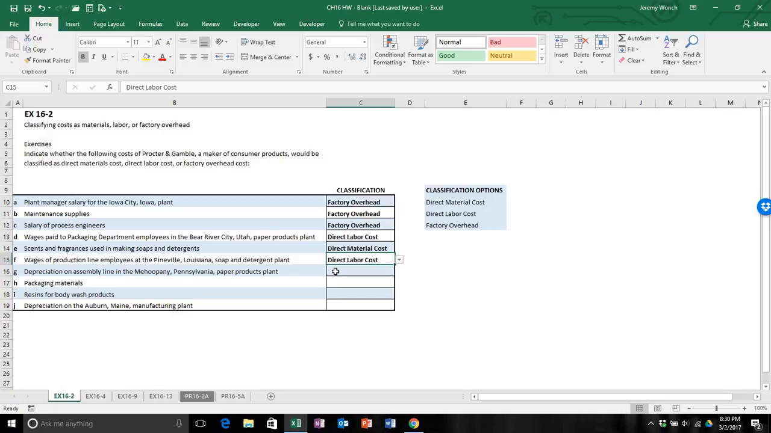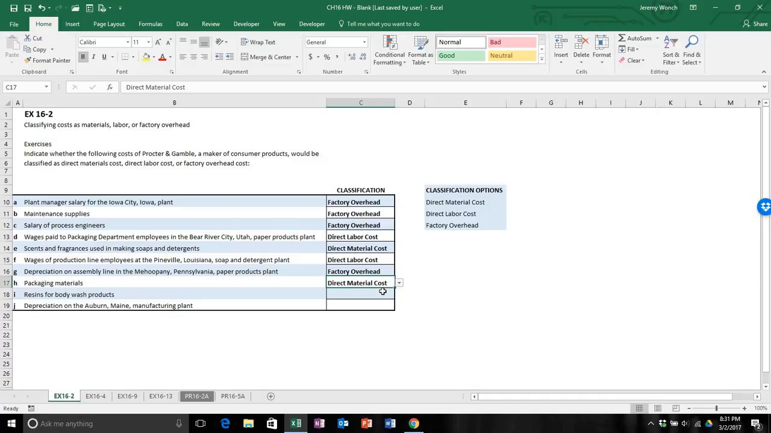Depreciation on assembly line. Depreciation is almost always going to be an overhead cost. It's not something that directly goes into a product. It's usually something that's allocated. Factory overhead is allocated, and so that's going to be a factory overhead cost. Packing materials. Packing materials are usually part of your overall product and presentation, and so that is going to be a direct material cost.